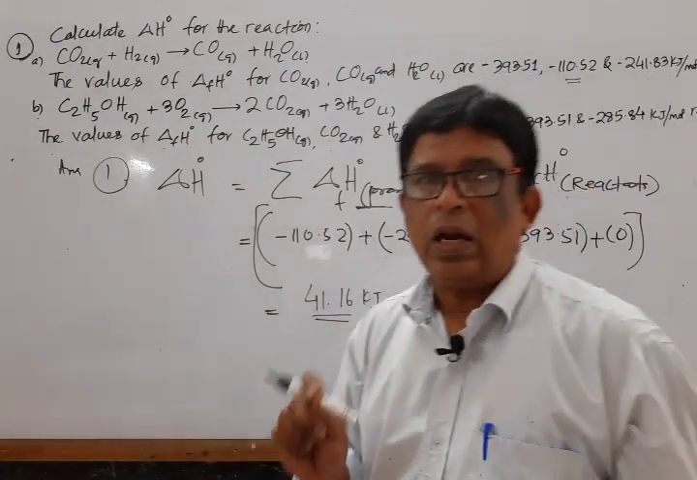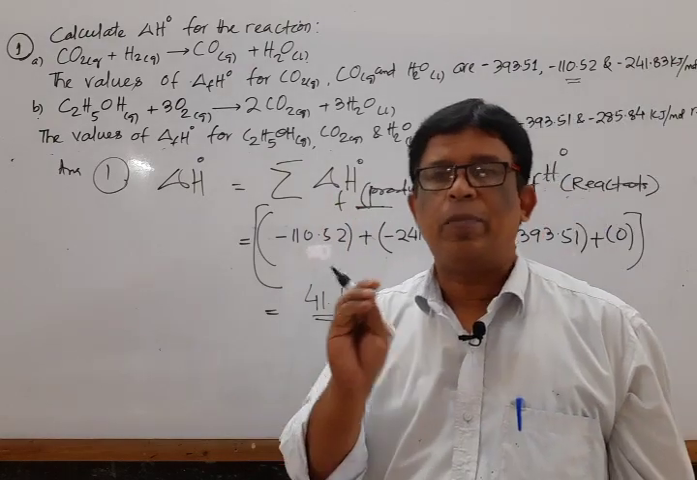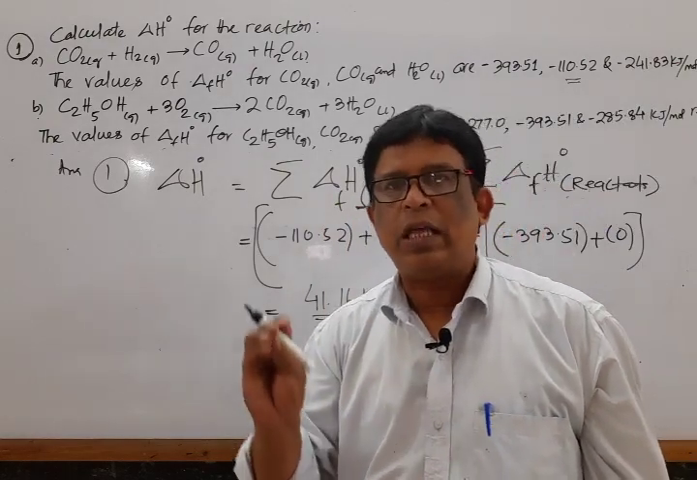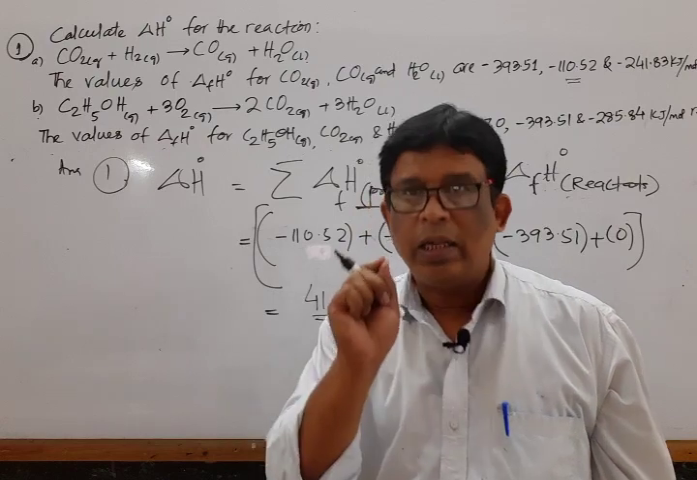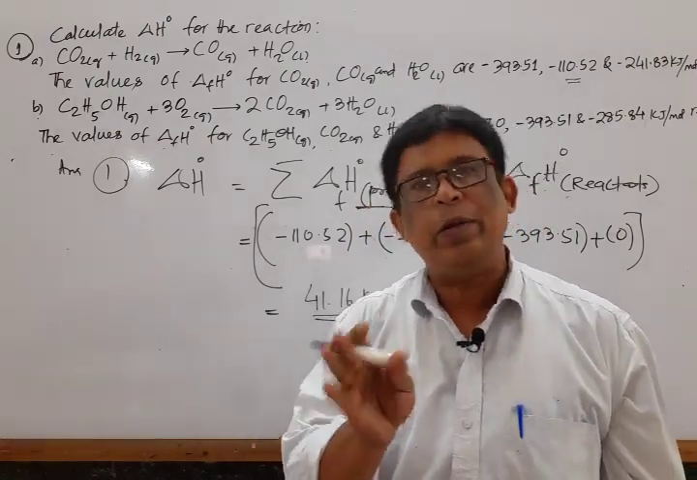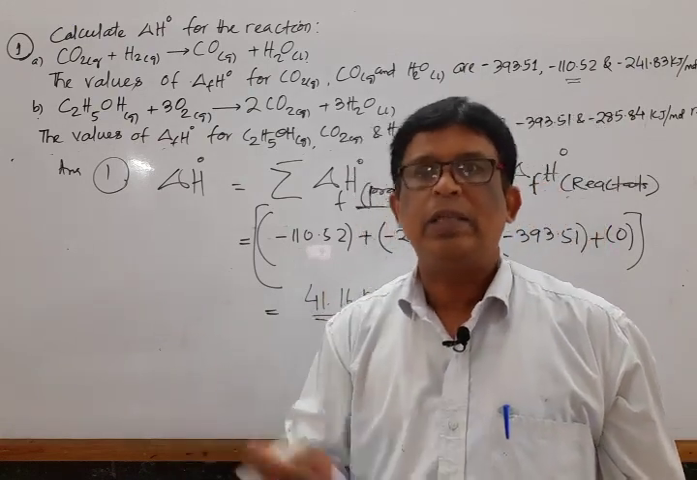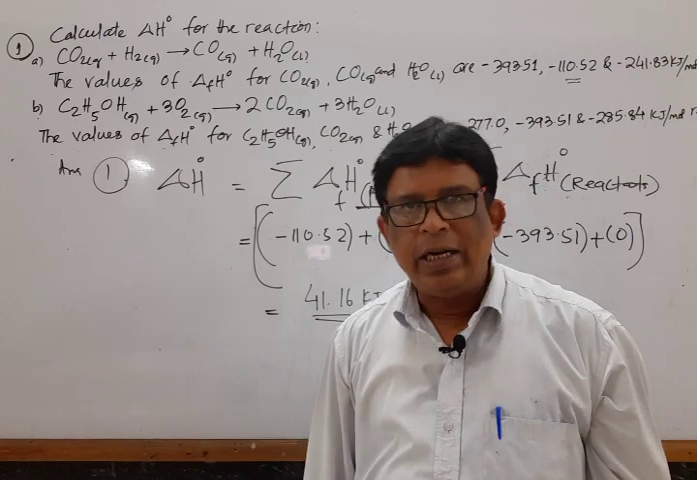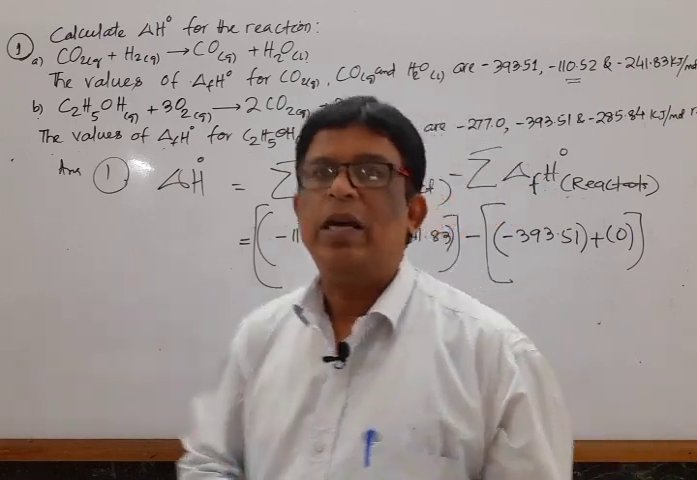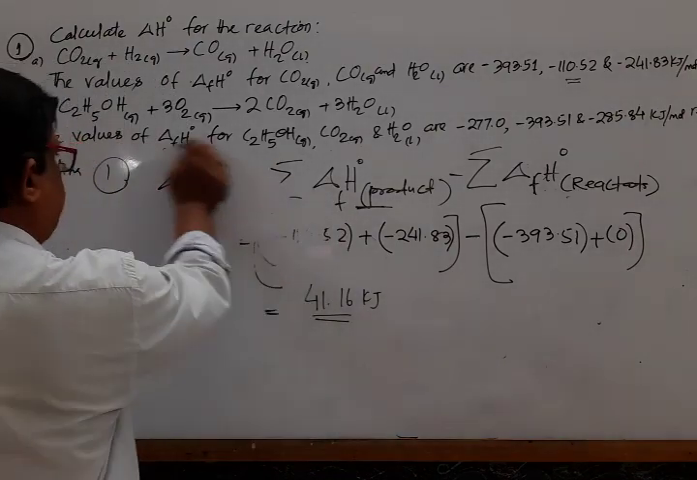Mark the concept. While calculating enthalpy of reaction, it is the sum total of enthalpy of formation of products minus the sum total of enthalpy of formation of reactants. One thing to take into consideration is that if any term on the reactant side or product side is in elemental form, then its enthalpy of formation is 0. Okay, move to the next one.